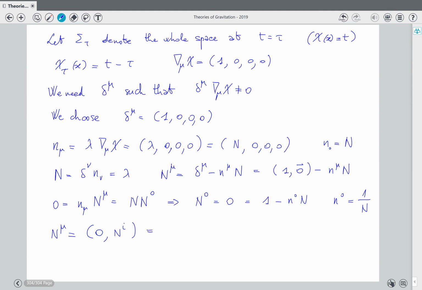But at the same time, from here again, this is equal to 0. Okay, we have, see? The other ones are minus N_i. From here, that means that small n^i is minus capital N^i divided by capital N.